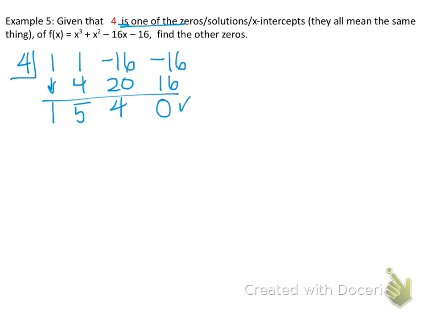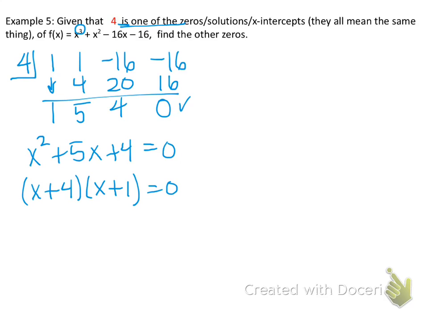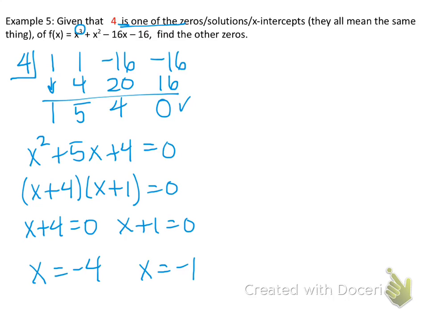Again, my depressed polynomial, since I started off with x to the third, is going to be 1x squared plus 5x plus 4. Hopefully you recognize that you need to set this equal to 0 and factor this. This will factor as x plus 4 and x plus 1. Setting both of those factors equal to 0, I get x equals negative 4 and x equals negative 1. If it asked you to list all of the zeros, you would need to make sure that you list that original x equals 4 as one of the zeros. So this trinomial has 3 zeros, 4, negative 4, and negative 1.